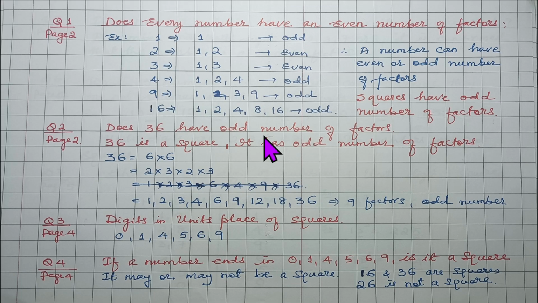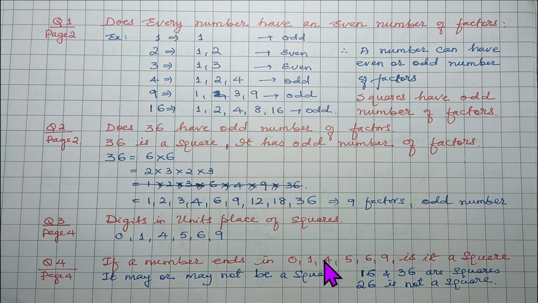Now question number 2, page 2. Does 36 have an odd number of factors? 36 is definitely a square number, therefore it should have an odd number of factors, and the factors of 36 are 1, 2, 3, 4, 6, 9, 12, 18 and 36. There are 9 factors, which is odd in number. Now coming to question number 3, page 4, digits in the units place of squares. The digits in the units place of squares are 0, 1, 4, 5, 6 and 9. Remember that.